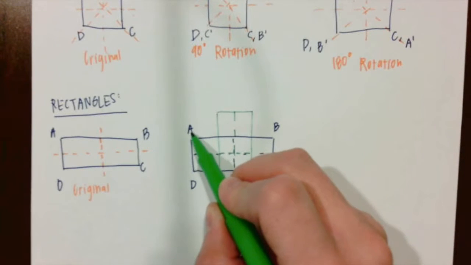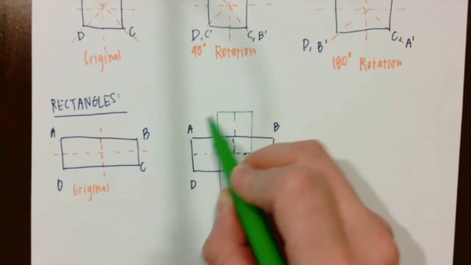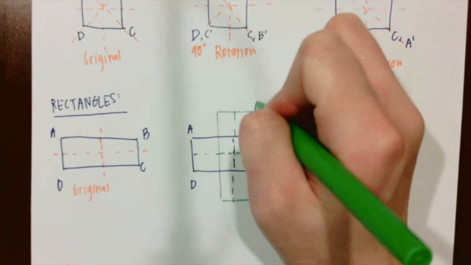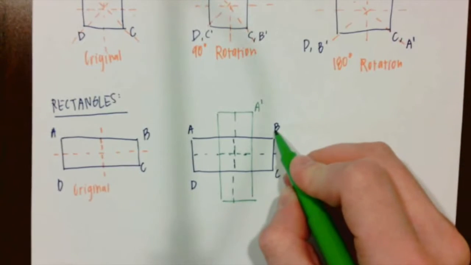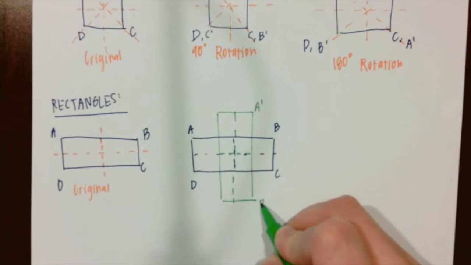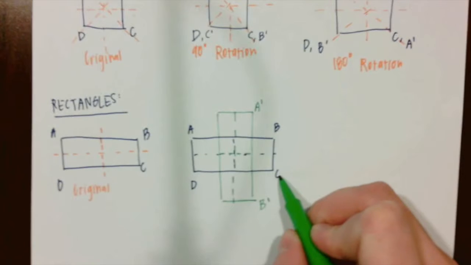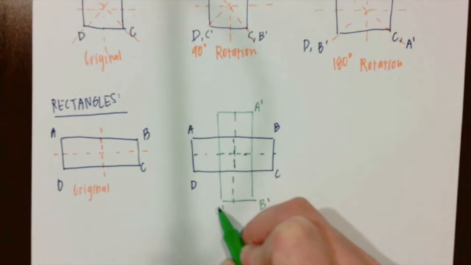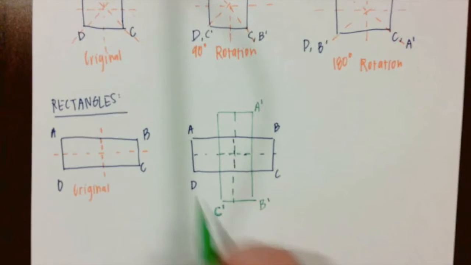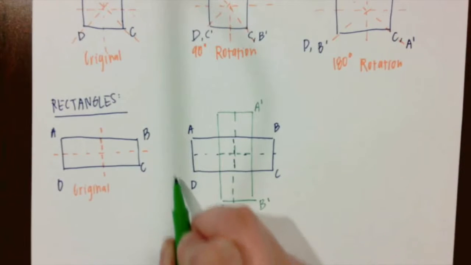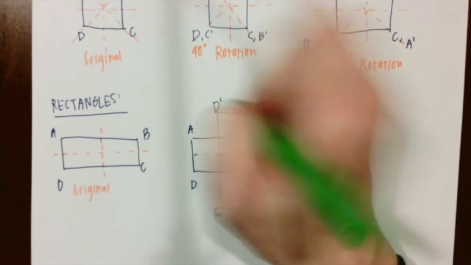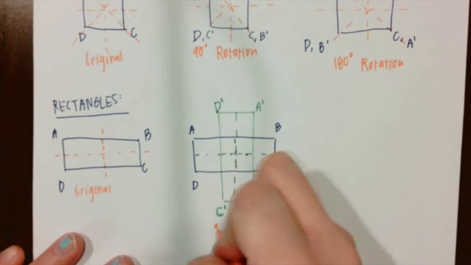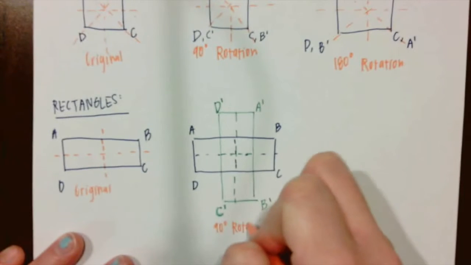A started right here, and when it rotated 90 degrees, it came over to here. B, starting out right here, rotated 90 degrees, came down to the bottom right. C started in the bottom right. We rotate it 90 degrees, it goes to the bottom left. D started out in the bottom left. When we rotate it 90 degrees, it's going to go up to the top left. That is a 90-degree rotation of a rectangle.